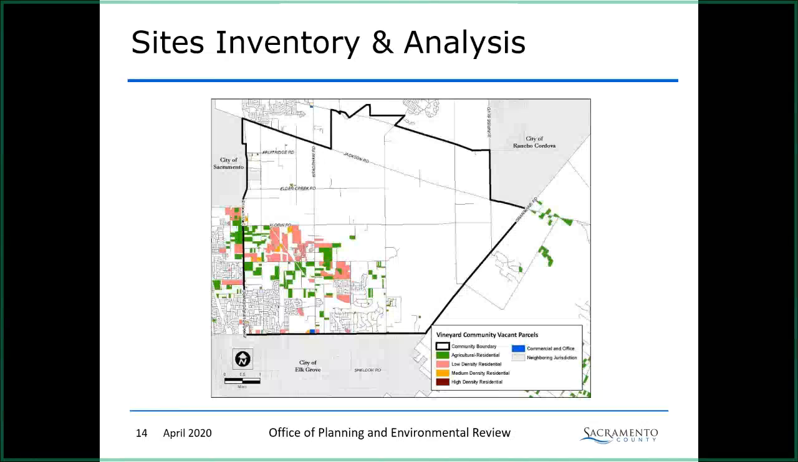The green sites are agricultural residential sites. The pink sites are low-density residential sites, which may allow single-family houses and duplexes. The yellow sites are medium-density residential sites, which may allow apartments and condominiums. And the brown sites are high-density residential sites, which allow higher-density apartments. We need higher-density sites in order to provide housing that is affordable to lower-income households.